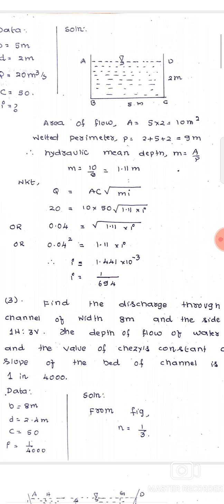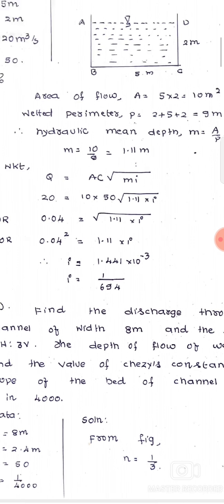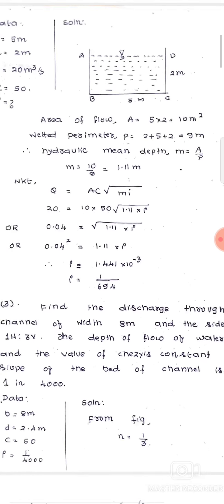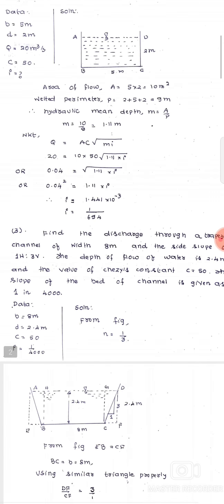Then you can express it in terms of 1 in thousands. So you'll get now, in terms of vertical by horizontal, I is equal to 1 by 694. That is the bed slope.